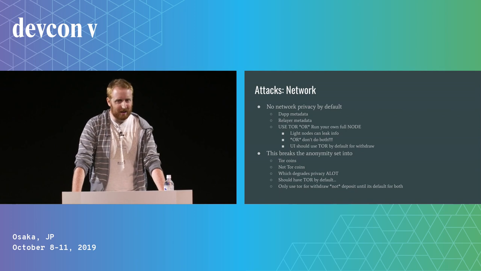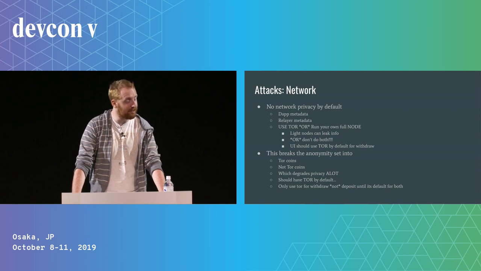But more seriously, Infura is also able to know whose IP address withdrew money from the mixer, because when you make a withdrawal, you also need to send some information to Infura. You need to request information from Infura, and you also need to broadcast a transaction. So Infura knows the metadata you're requesting, and you have to be very careful about the metadata that you request.